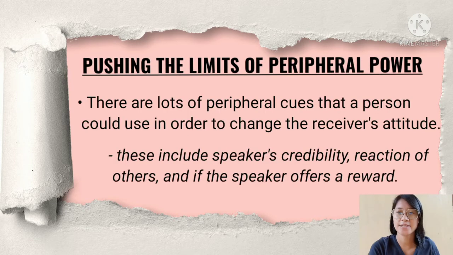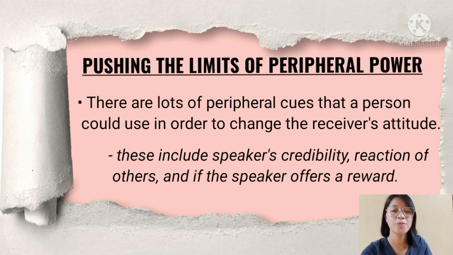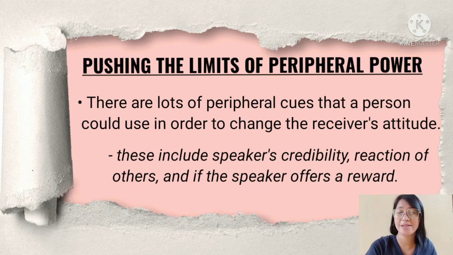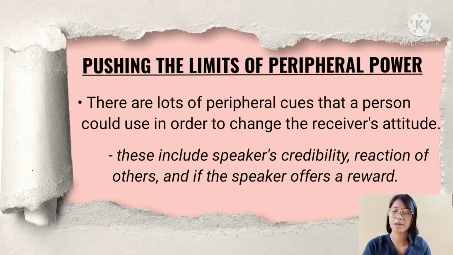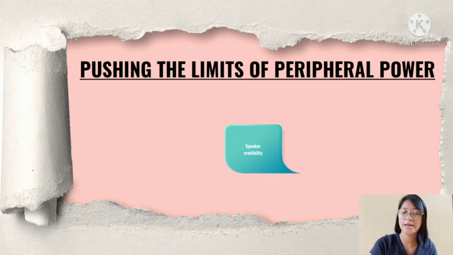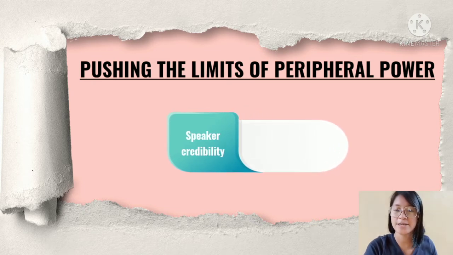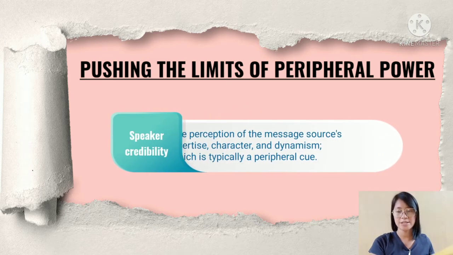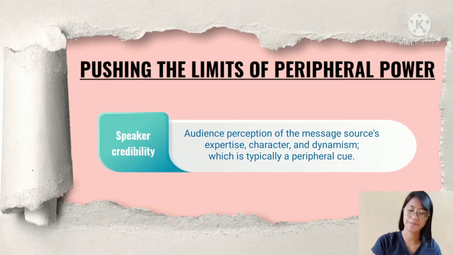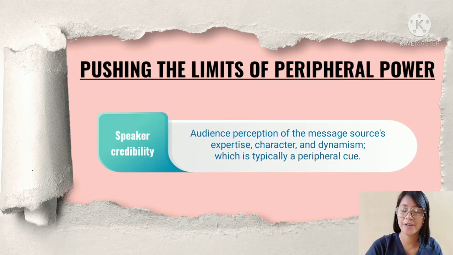Now let's proceed to the next topic, pushing the limits of peripheral power. There are lots of peripheral cues that a person could use in order to change the receiver's attitude. So what do you think these peripheral cues are? This includes the speaker's credibility, reaction of others, and whether the speaker offers a reward. Herein, speaker's credibility is defined as the audience's perception of the message source's expertise, character, and dynamism, which is, of course, a peripheral cue. Now, let's dive into the sample situation provided by the book.